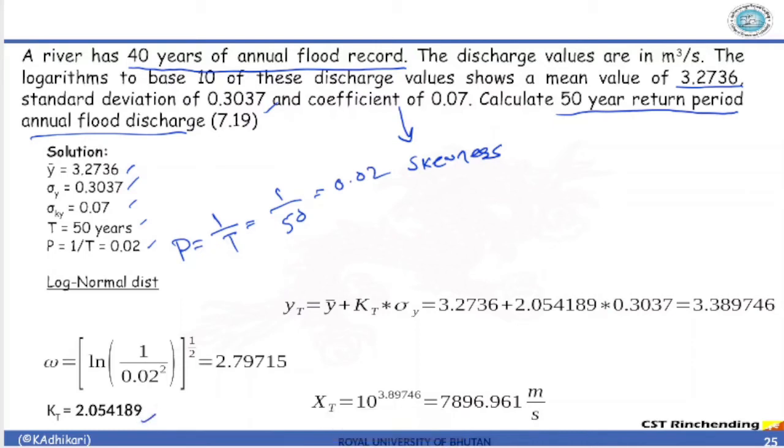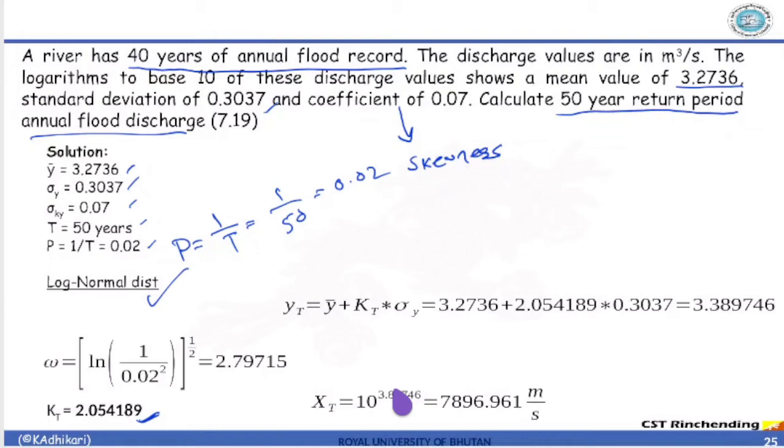Just understand that the KT has that very long equation, the frequency factor for normal distribution, log normal distribution, right? Somewhere it says it is now as such they have not mentioned which distribution we have to use, so let's use the log normal distribution.